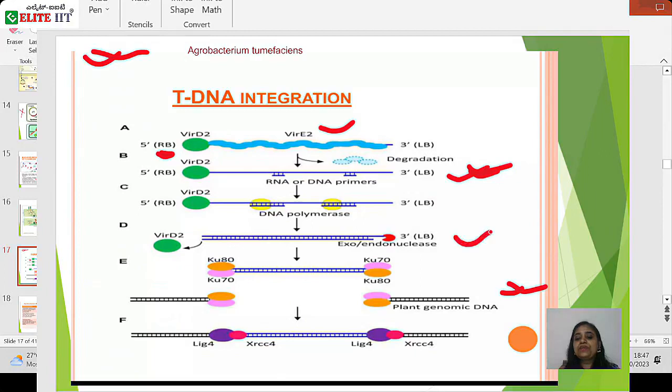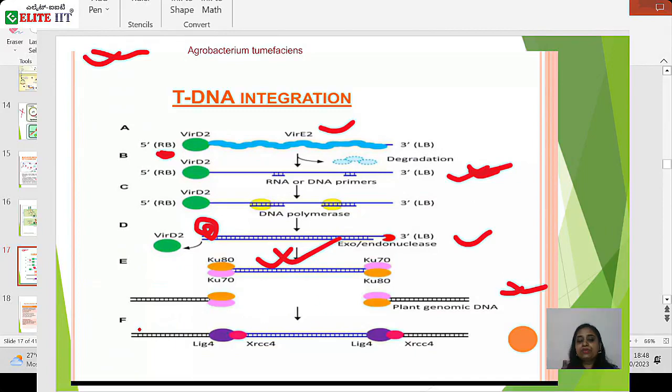In that case, a few other proteins are involved at this position. Ku80 and Ku70 are attached so that there will be no further degradation of this strand. And now what will happen? The plant genomic DNA, anywhere in the plant genomic DNA, the blue color tDNA can bind.